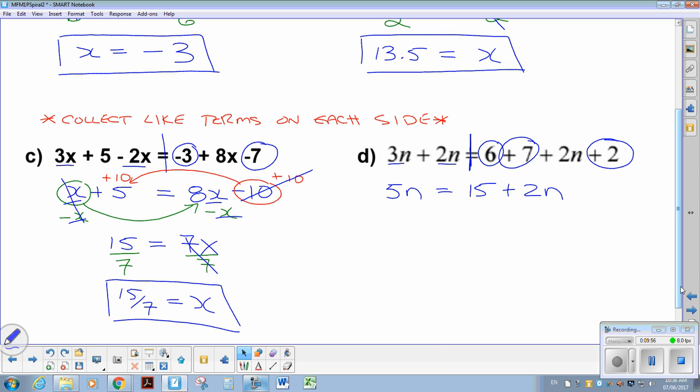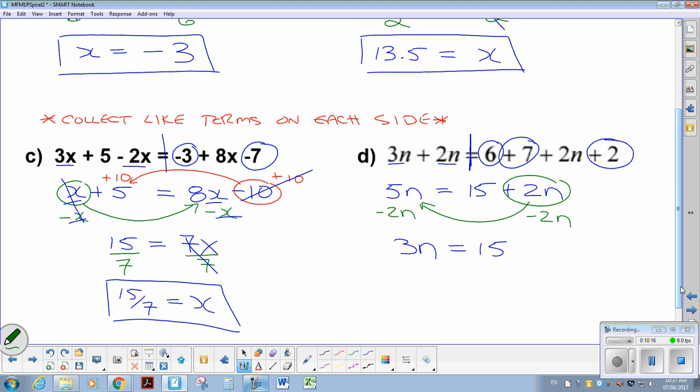So this time, I just have to move the variable to the other side, because there is no number on the other side. To get rid of that 2n, I would have to subtract 2n. Whatever I do to one side, I have to do to the other. 5 take away 2 is 3n equals 15. What is the 3 doing to the n? It is multiplying. Opposite of multiplication is division. Whatever I do to one side, I have to do to the other. And that leaves me with n equals 5 for a final answer.